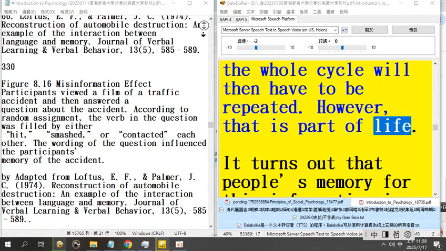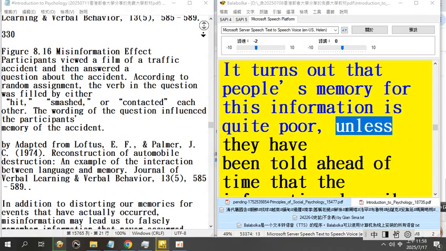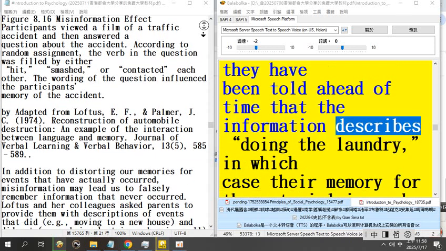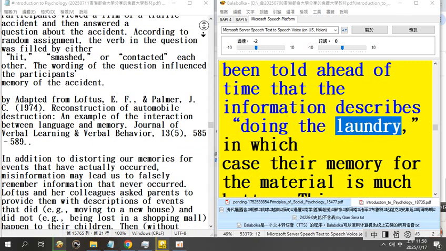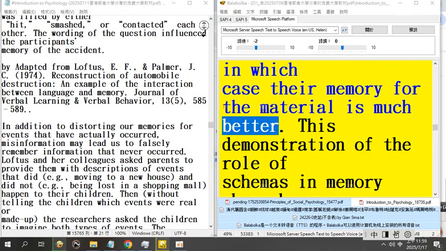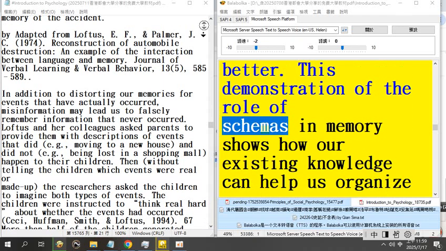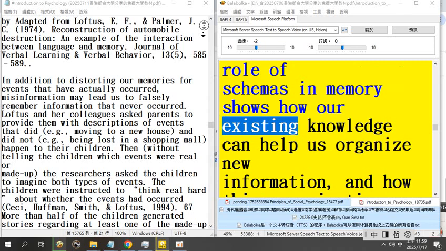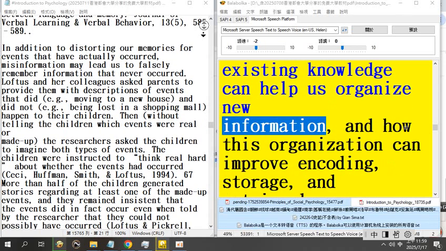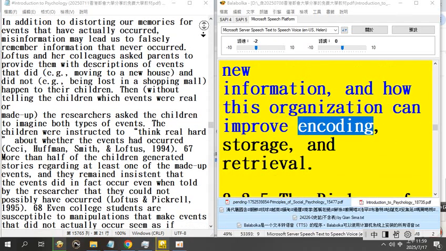It turns out that people's memory for this information is quite poor, unless they have been told ahead of time that the information describes doing the laundry, in which case their memory for the material is much better. This demonstration of the role of schemas in memory shows how our existing knowledge can help us organize new information, and how this organization can improve encoding, storage, and retrieval.